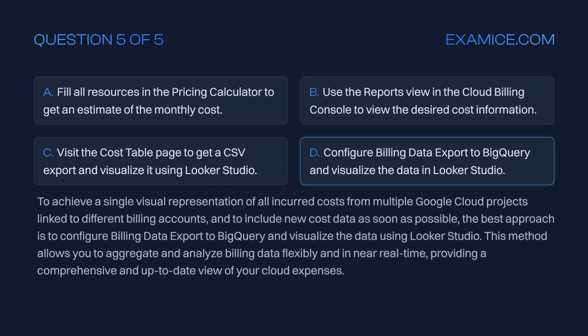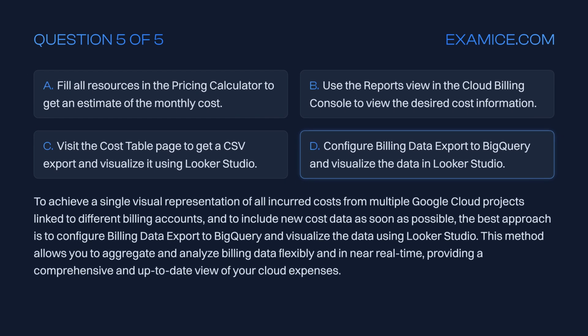The answer is option D. To achieve a single visual representation of all incurred costs from multiple Google Cloud projects linked to different billing accounts, and to include new cost data as soon as possible, the best approach is to configure billing data export to BigQuery and visualize the data using Looker Studio. This method allows you to aggregate and analyze billing data flexibly and in near real time, providing a comprehensive and up-to-date view of your cloud expenses.